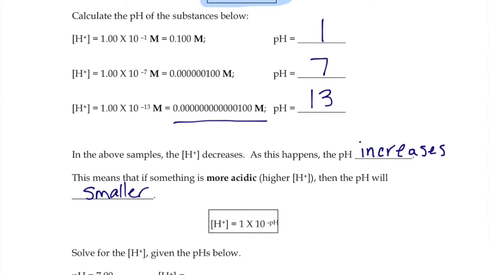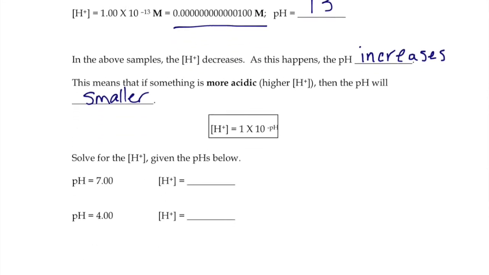We also did some yesterday where they gave us the pH. Well, the P in pH stands for power. It stands for an exponent. So if your power is 7, your H plus is going to be 1 times 10 to the negative 7, or 1 times 10 to the negative 4. Any of the ones where the pH is a whole number, or the H plus or OH minus are 1 times 10 to the something, are the easy ones. No calculator required.